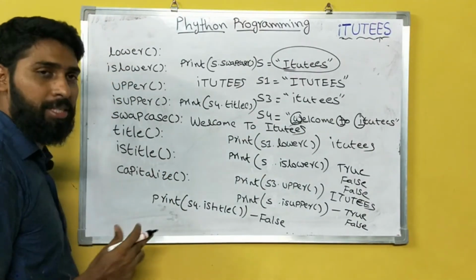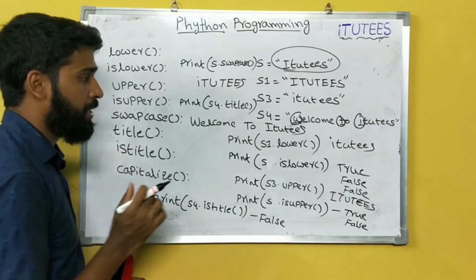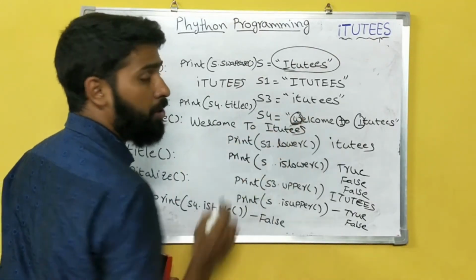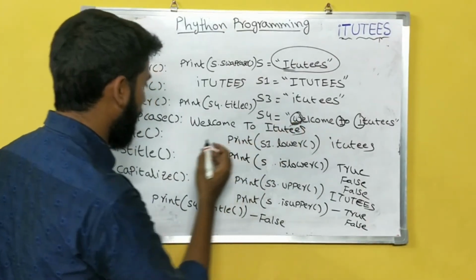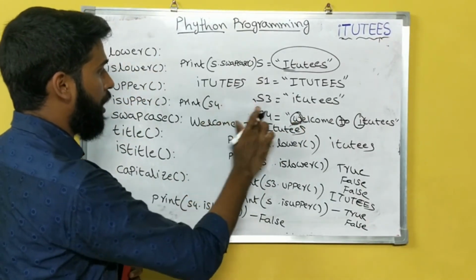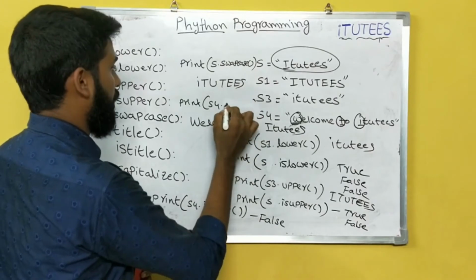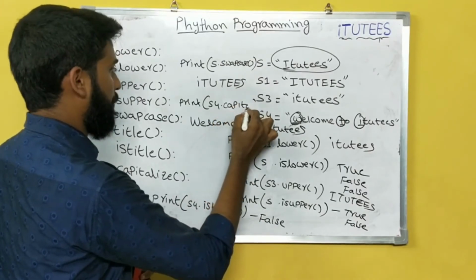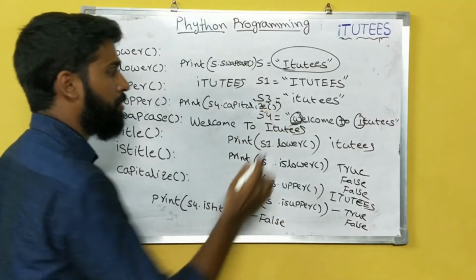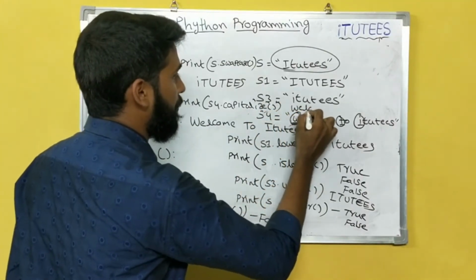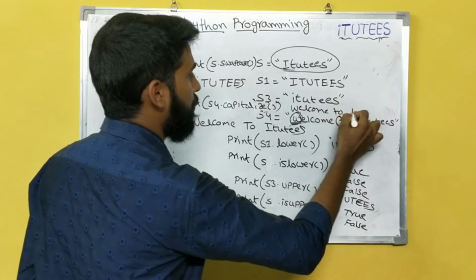Next, capitalize. So capitalize means the first word in the sentence will be capitalized. That means if I print s4 dot capitalize, what is the output? Only the W will be the capital letter. Remaining are small letters.